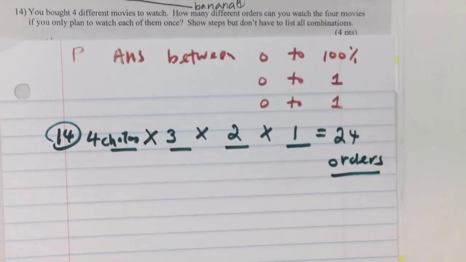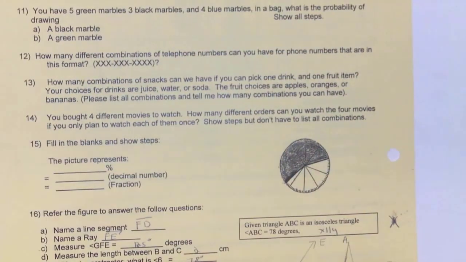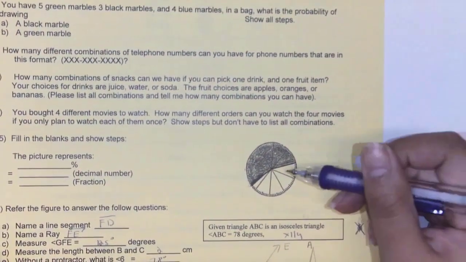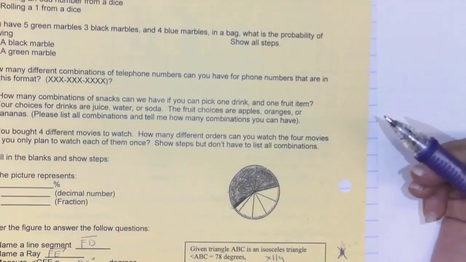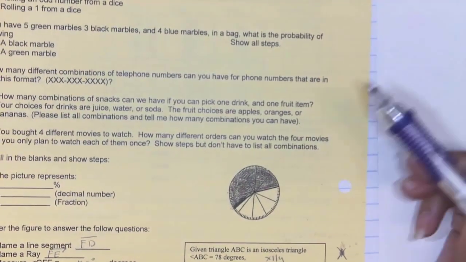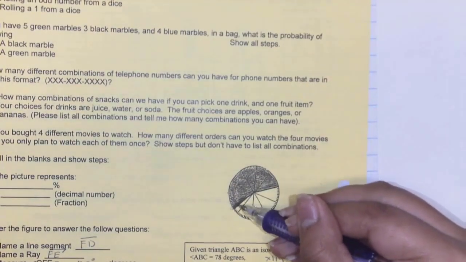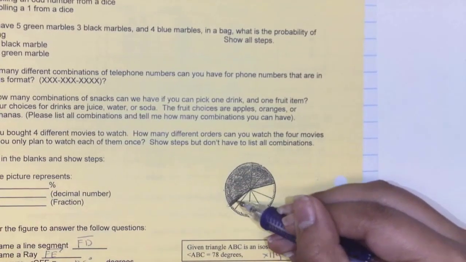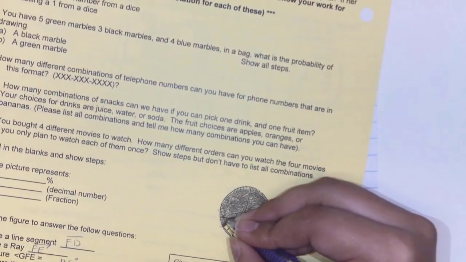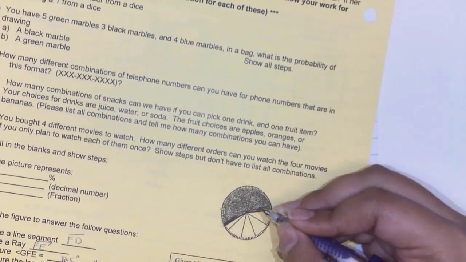Okay, last one is number 15. Angelina, are you ready? It's going to be a graph, and then you have to figure out the percentage, decimal number, and fractions. So basically, this is showing a graph right here. So what you should do is count the shaded parts. So 1, 2, 3, 4, 5, and this part is 6. But because most of it is shaded, we're going to count the little stubs right here.